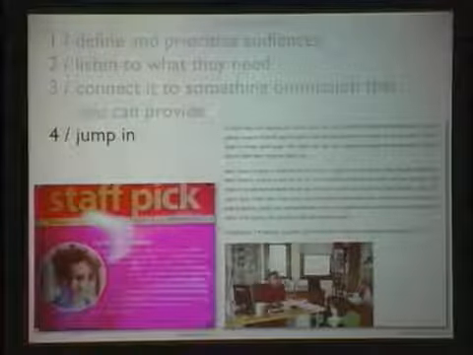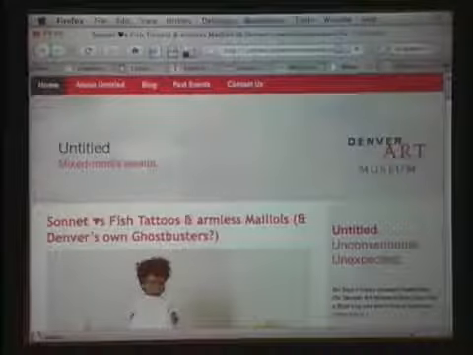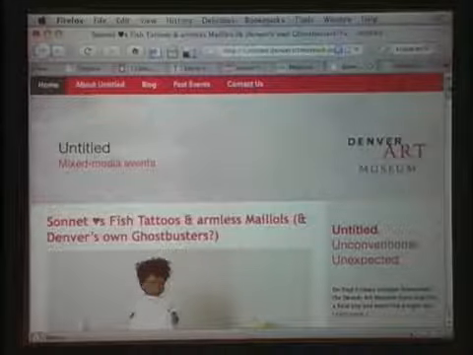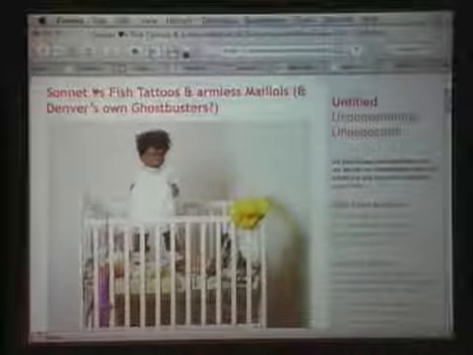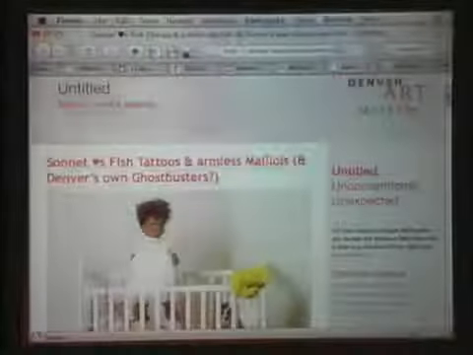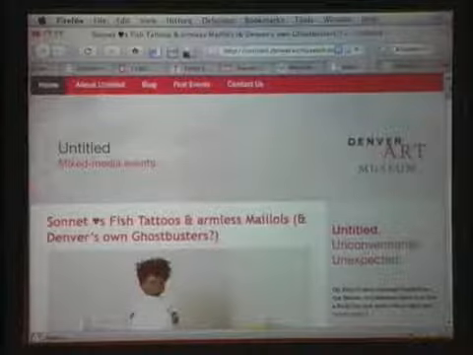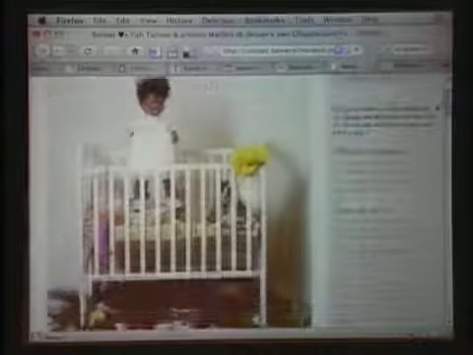On the right is an image from a blog that just got started at the Denver Art Museum. I want to show it to you. This woman named Sonnet Hansen is an educator at the Denver Art Museum. She was very nervous about starting this blog, but she felt like for this particular audience, which was young adults in the Denver area coming to their programming, this is what they needed, and so she was going to do it. I'm just going to show you her first post.